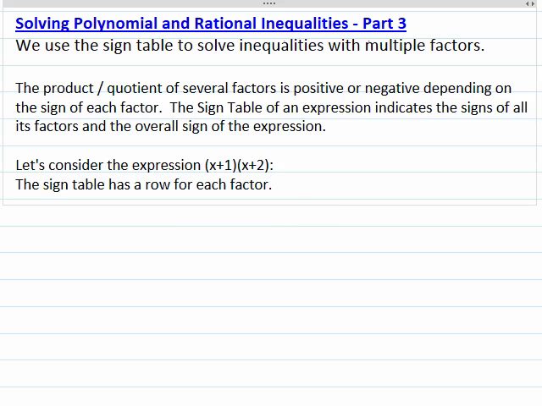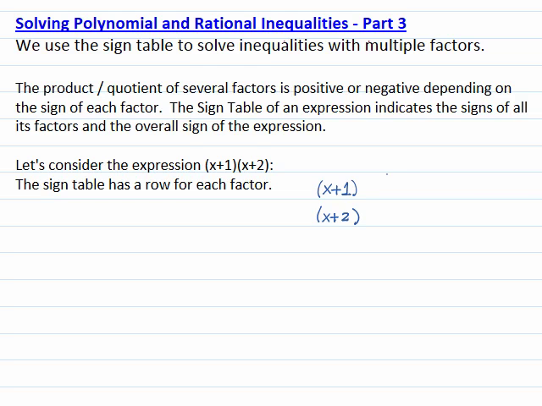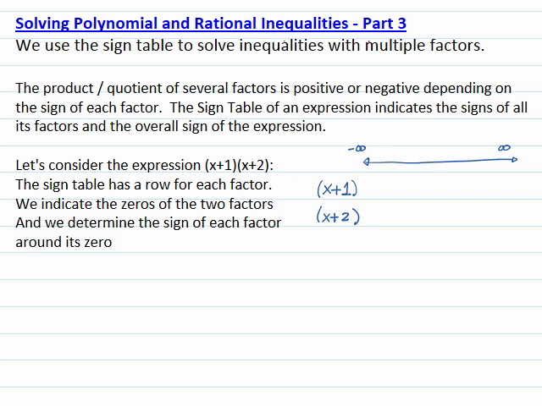Let's consider the expression x plus 1 times x plus 2. The sign table has a row for each factor: x plus 1 and x plus 2. This is the number line that goes from negative infinity to infinity. We indicate the zeros of the two factors and we determine the sign of each factor around its zero.